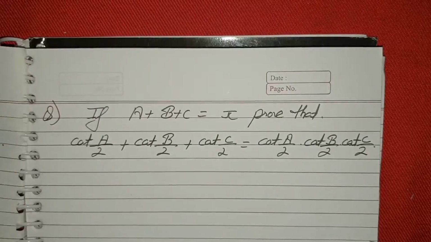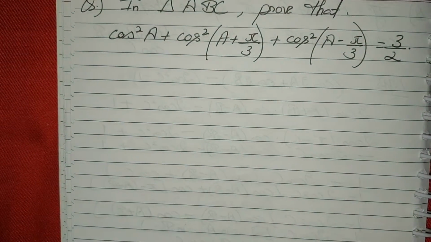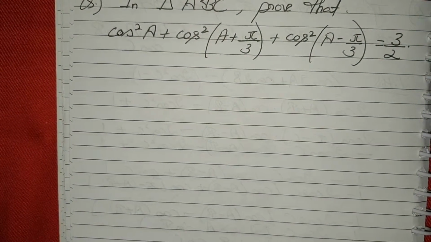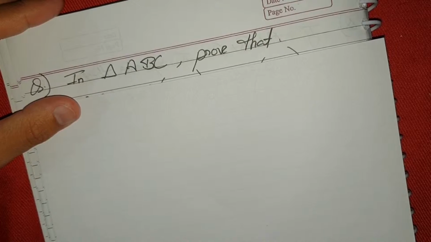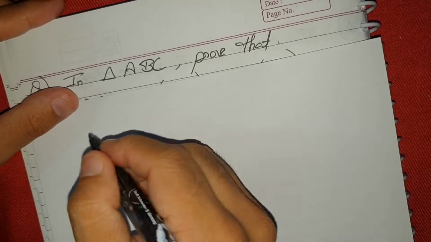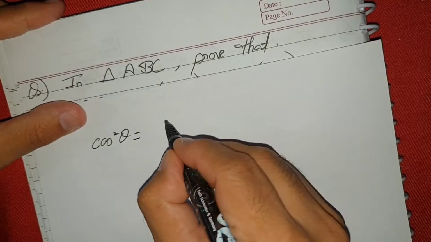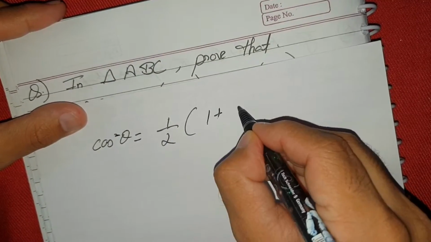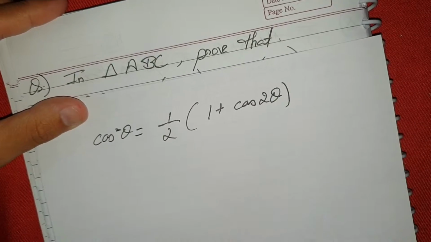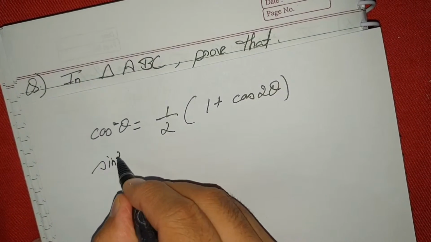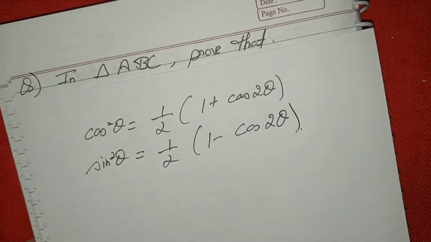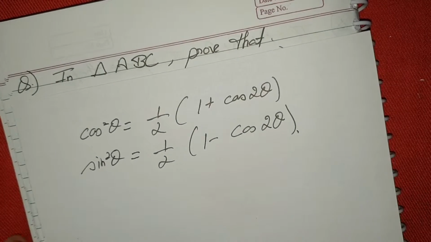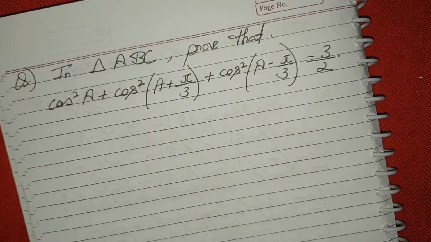Now the other case is that which involves the squares of sines and cosines. So basically change the squares of sines and cosines into cosines of double the angle by using the formula: cos square theta is 1 by 2 times (1 plus cos 2 theta). Similarly, sine square theta is 1 by 2 times (1 minus cos 2 theta). So this is how this is done. Again you will get to know by the example.